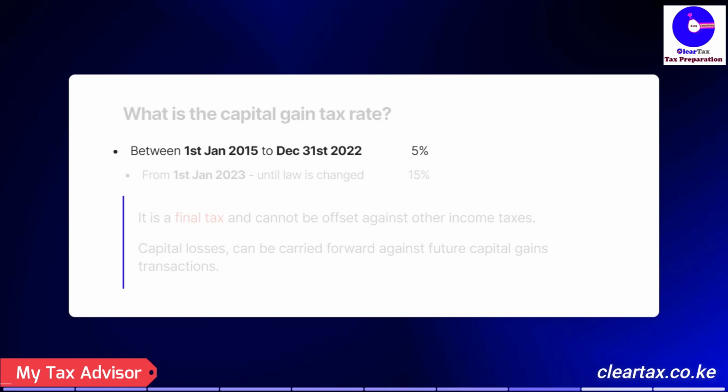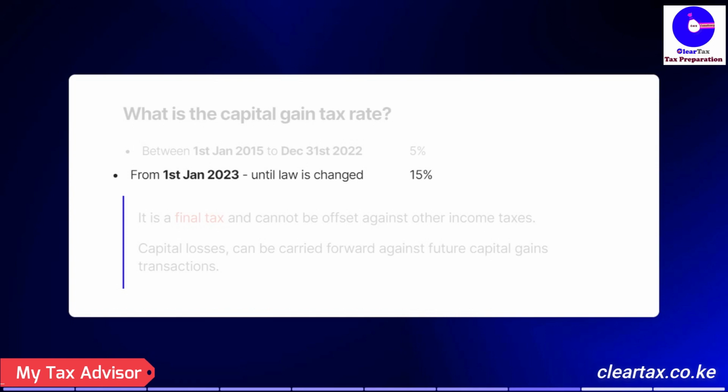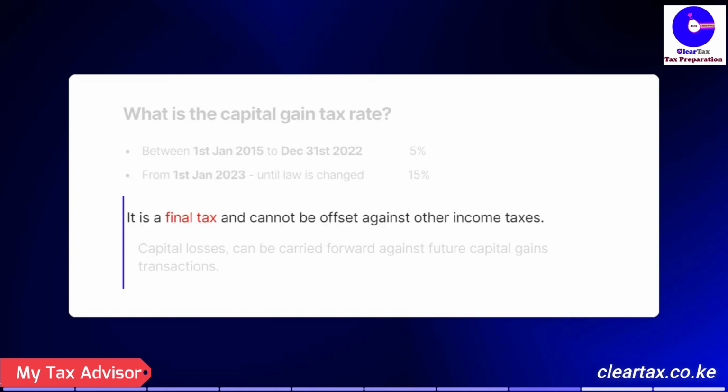So if I was planning to sell a property, I would sell it right now or between now and December 31st, just so that I can save a bit of taxes, around 10% in taxes. But if you're watching this video after 2023 January, then the rate of tax for you is gonna be 15%. Two things to note.